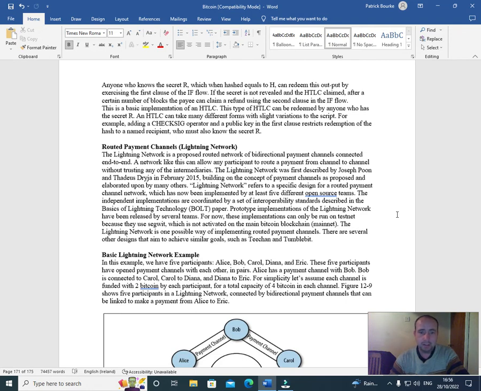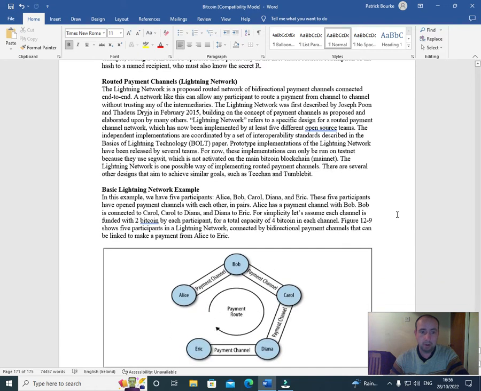An HTLC can take many different forms with slight variations to the script. For example, adding a check sig operator and a public key in the first clause restricts redemption of the hash to a named recipient who must also know the secret R.